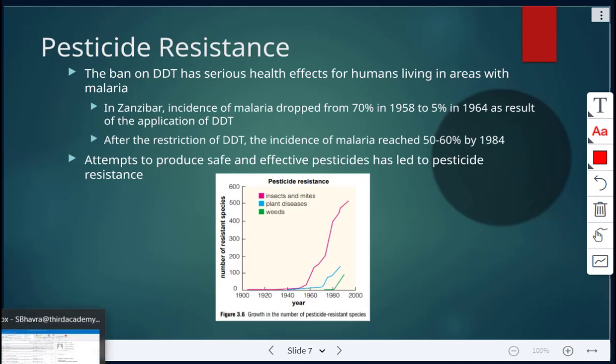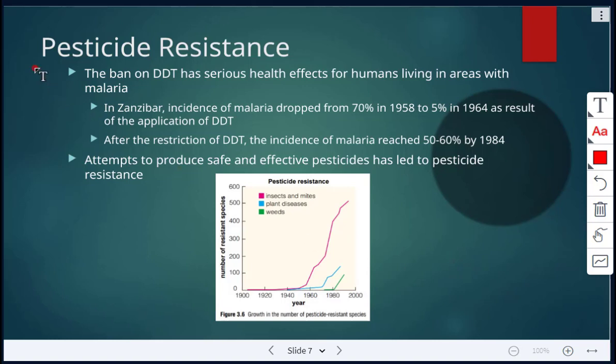So next, we're looking at pesticide resistance. What we can see here in this graph, the title is pesticide resistance. On our x-axis, we can see the year, and on our y-axis, we see the number of resistant species. In the pink, we can see insects and mites. In the blue, we see plant diseases, and in the green, we see the weeds. And what we see here is the growth in the number of resistant species.